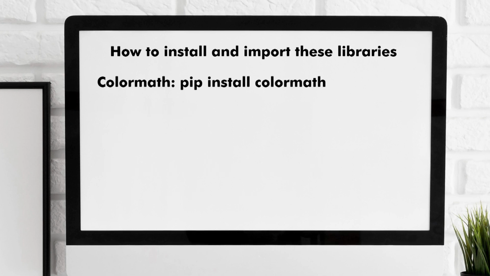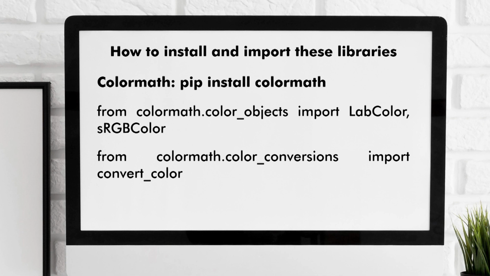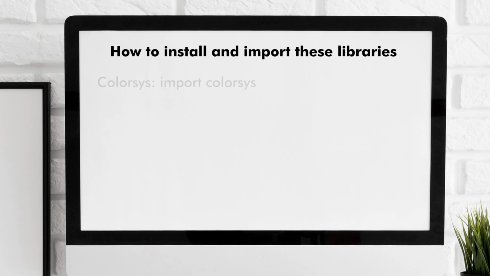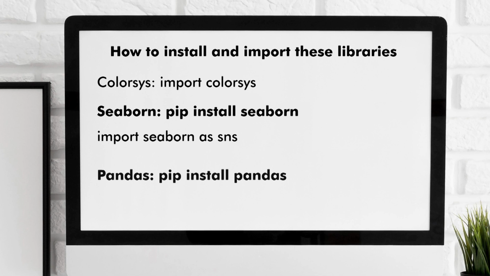For ColorMath, we have to install like pip install colormath, and we have to import like from colormath import color_conversion. For colorsys, we have to import colorsys, and for Seaborn, we have to do installation as pip install seaborn and import like import seaborn as sns. And for Pandas, we have to install like pip install pandas and import like import pandas as pd.